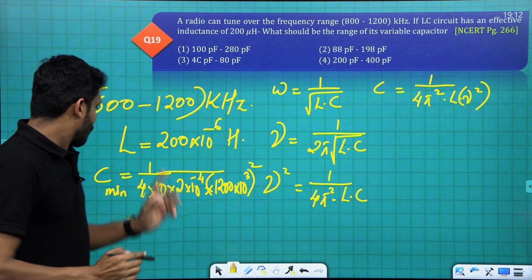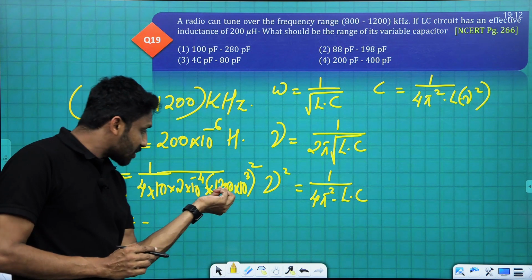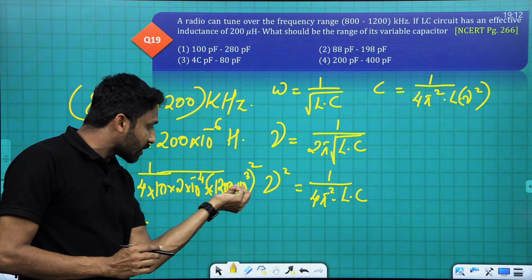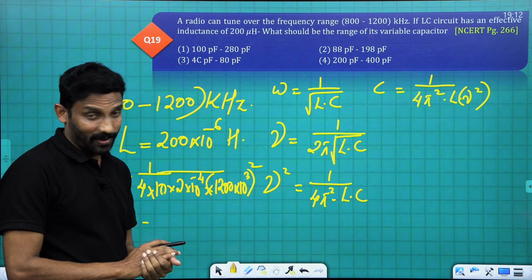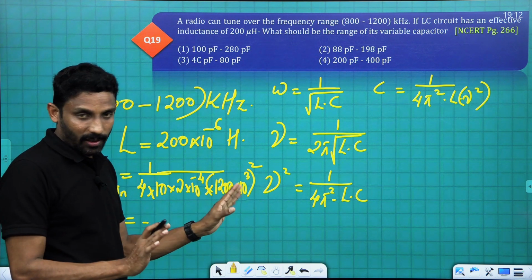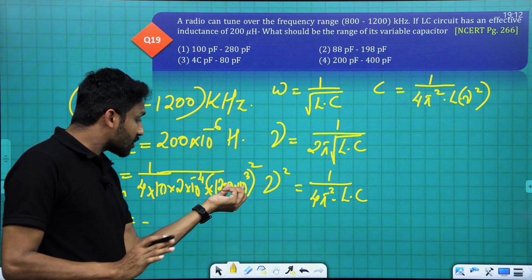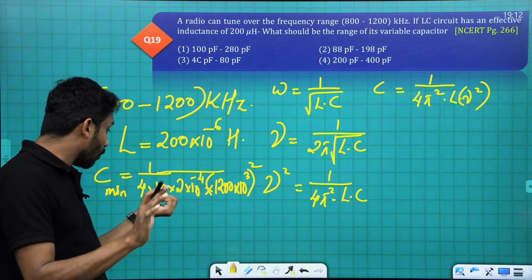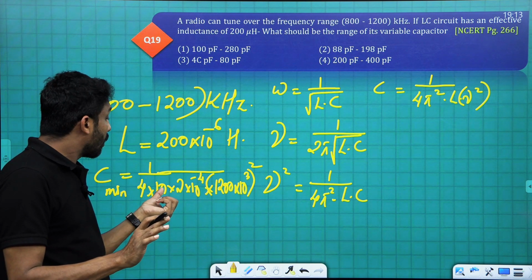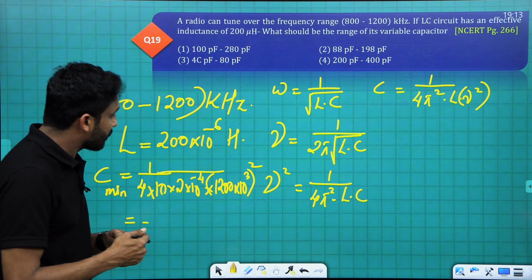10 into 10 power minus 4 is 10 power minus 3. Then this is 10 raised to 2 into 10 raised to 3, that is 10 raised to 5. 10 raised to 5, the square is 10 raised to 10. So here it is 10 raised to 10. And then 12 square is already there, that we will write later. Then this is 10 raised to 5. 10 raised to 5 into 10 raised to minus 4 is 10. 10 into 10 is 10 raised to 2.